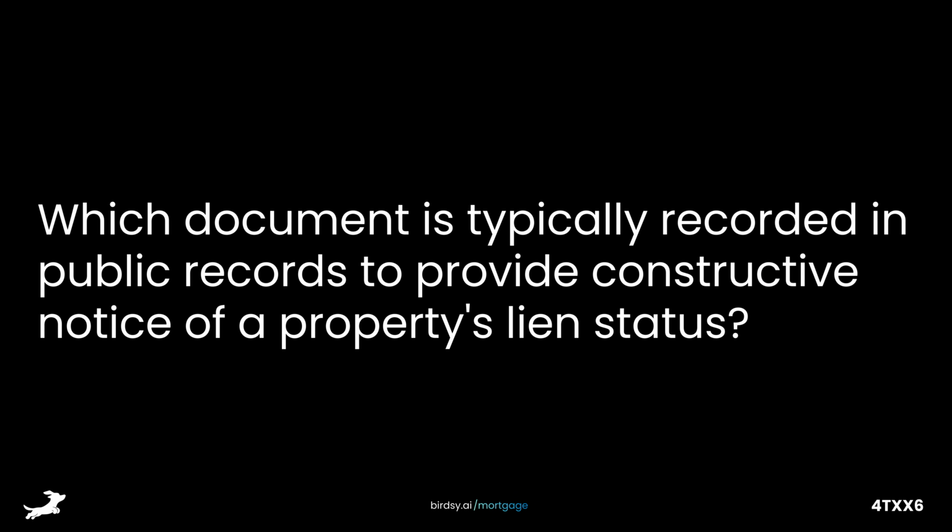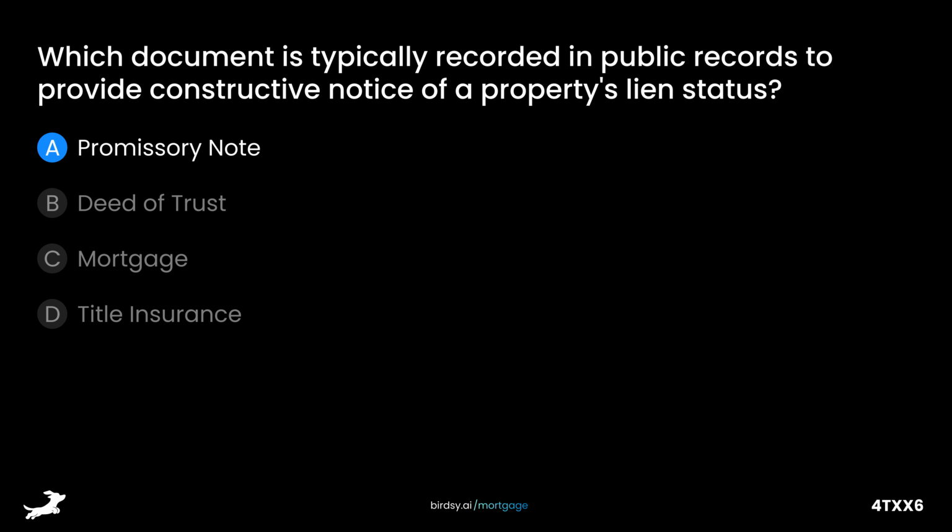Which document is typically recorded in public records to provide constructive notice of a property's lien status? Is it A, promissory note? B, deed of trust? C, mortgage? Or D, title insurance? The answer is C, mortgage.